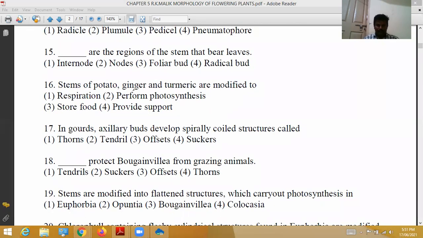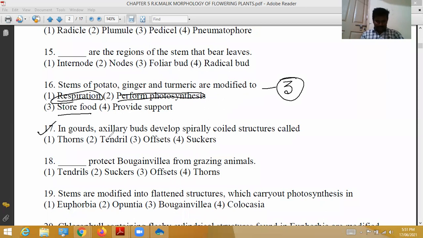Stems of potato, ginger, and turmeric are modified. Not for respiration, since respiration is generally not performed by the stem in these plants. The stem does not perform photosynthesis in these plants. Stems of potato, ginger, and turmeric are modified to store food material. They are not modified to provide support. So the correct option for the 16th question is 3.